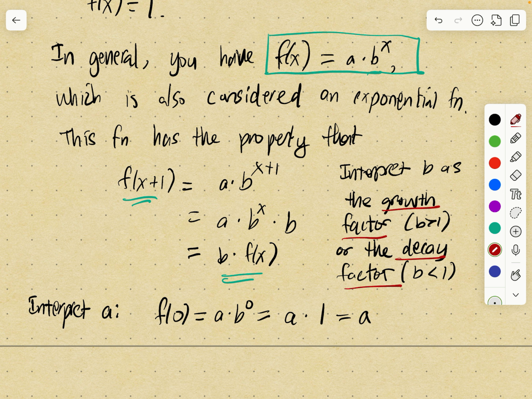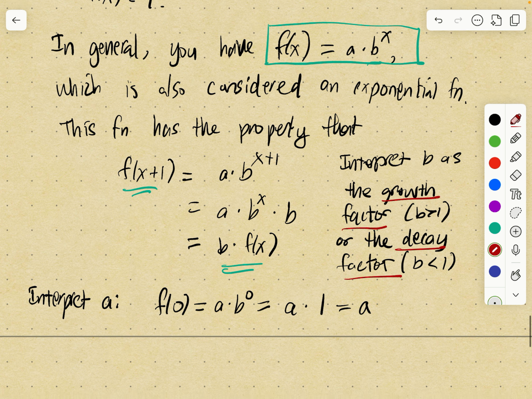And remember, a is just, the way to interpret it is what you get when you plug in x equals 0. So if you think of x as representing, say, time, then when x is 0, you would get a. That would be like your initial value.